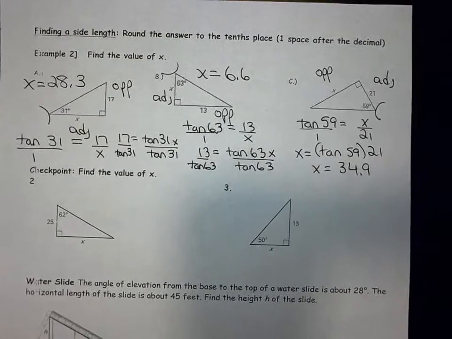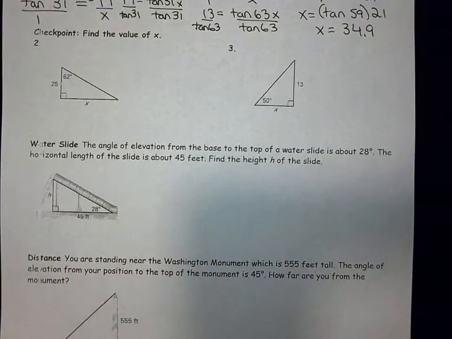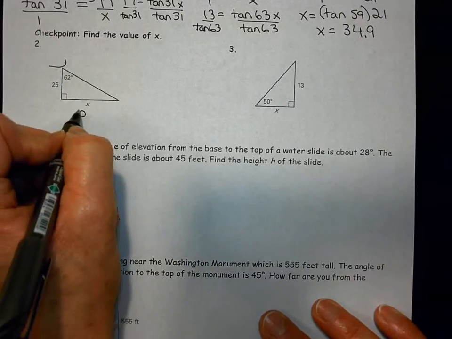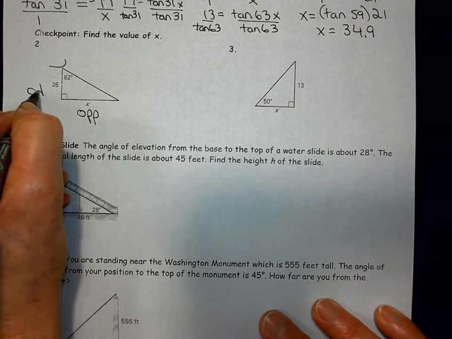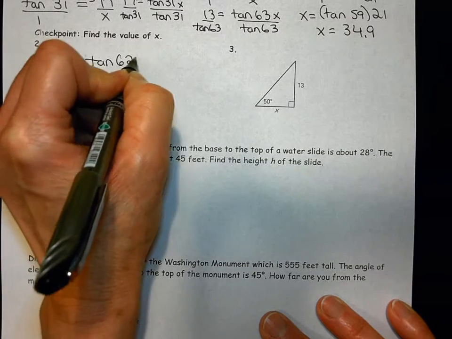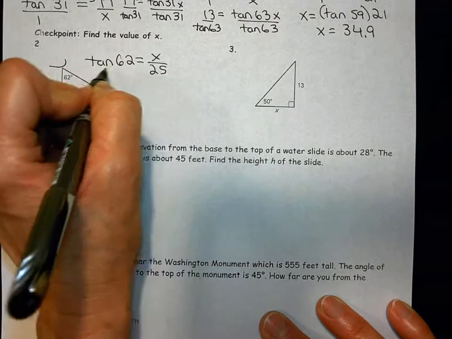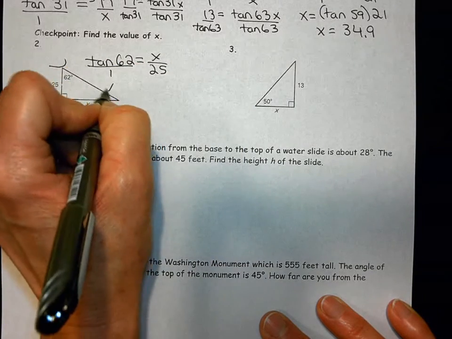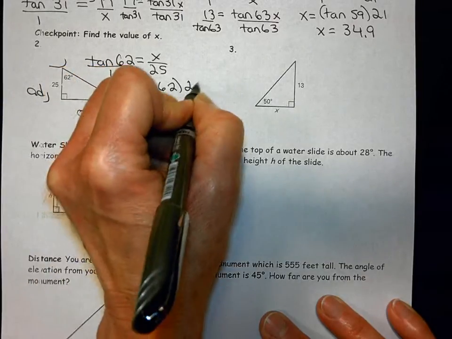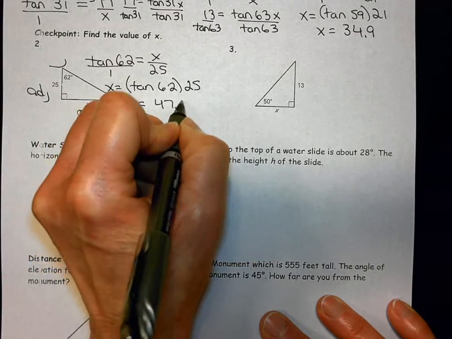Okay, sorry, I'll leave that in case you missed anything. I'm going to move it up. We're on the checkpoint. Again, stand on the angle, label opposite, adjacent. We're going to do tan of the angle, tan of 62, opposite over adjacent. Again, we're going to cross multiply. This is going to be tan of 62 times 25. So our x is going to be 47.